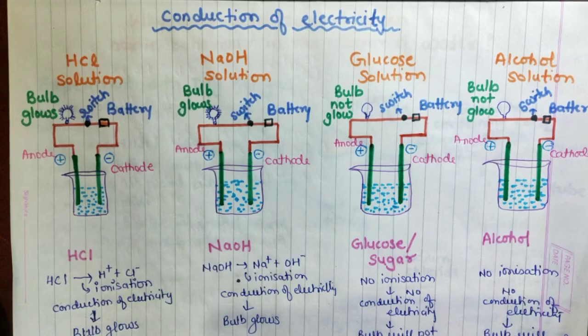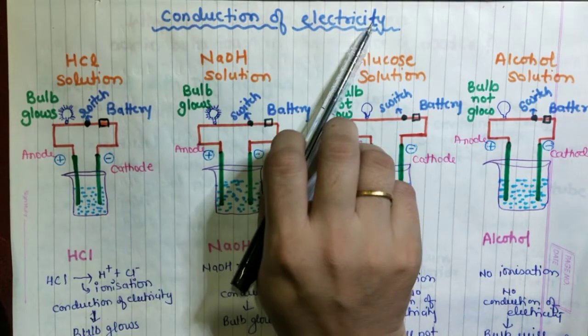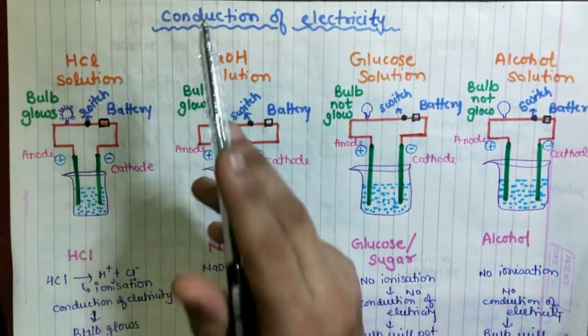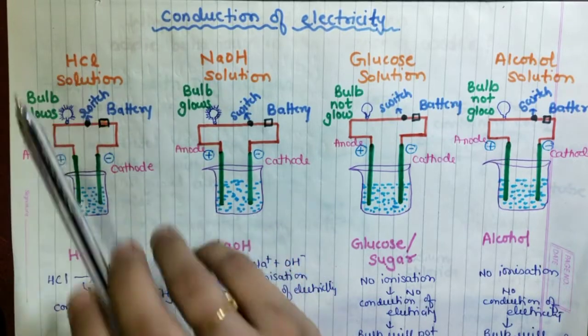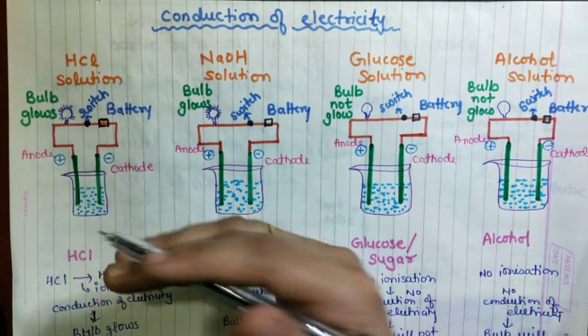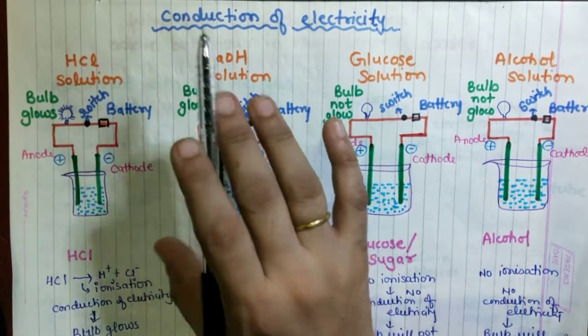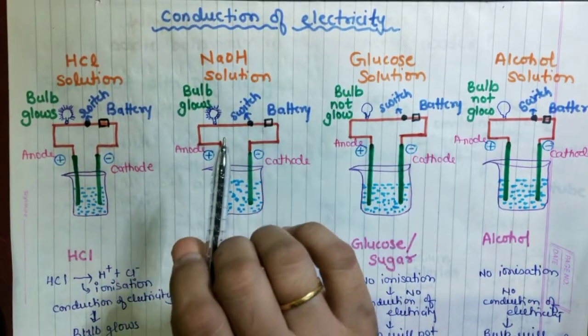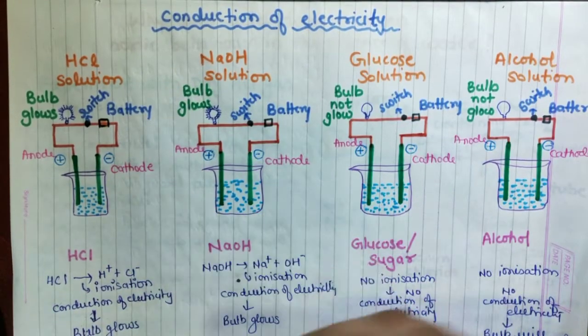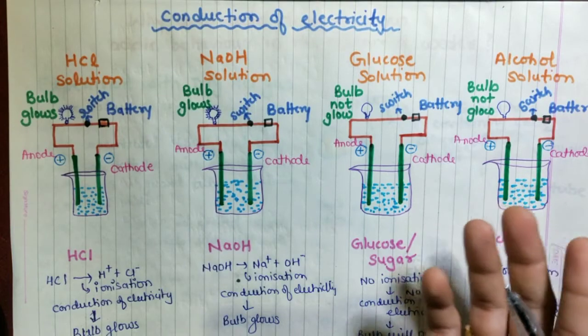Hello students, today I am going to explain the topic of conduction of electricity. In my last video, you saw what acids and bases are. If we take an acid and a base, we can see that it is a property of acids and bases that they conduct electricity. Now let us check some examples which conduct electricity and some which do not.